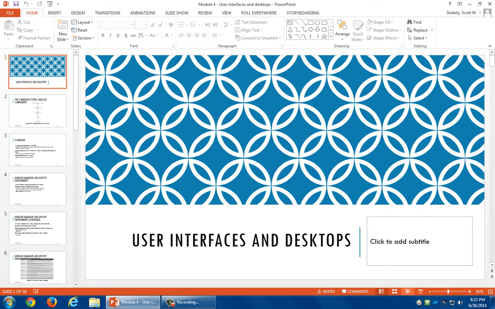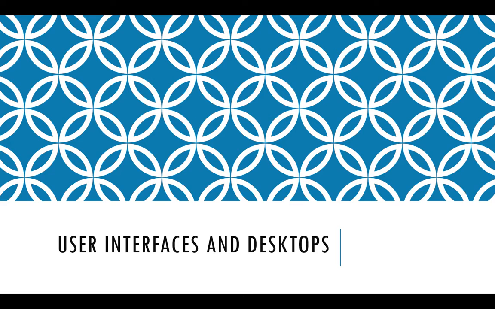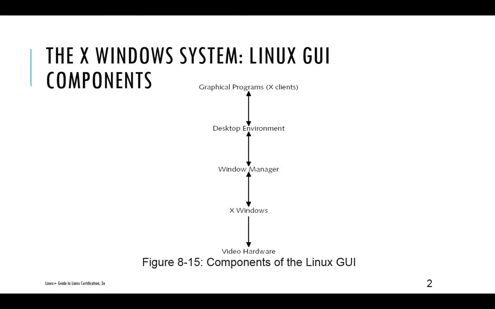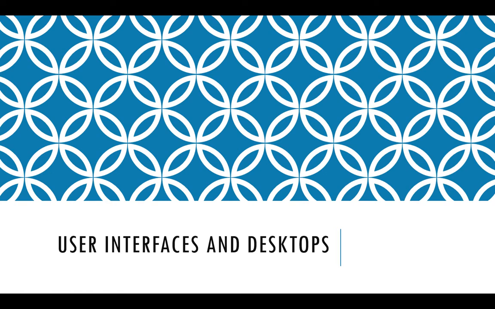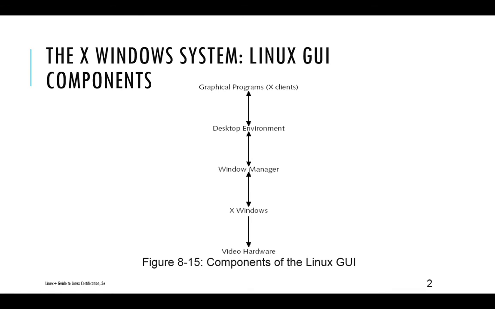All right. We're going to talk about user interfaces and desktops. We have different types of user interfaces and desktops. First, we have graphical programs called X clients. Why the term X clients? Anyone know? Because the GUI is called X Windows.